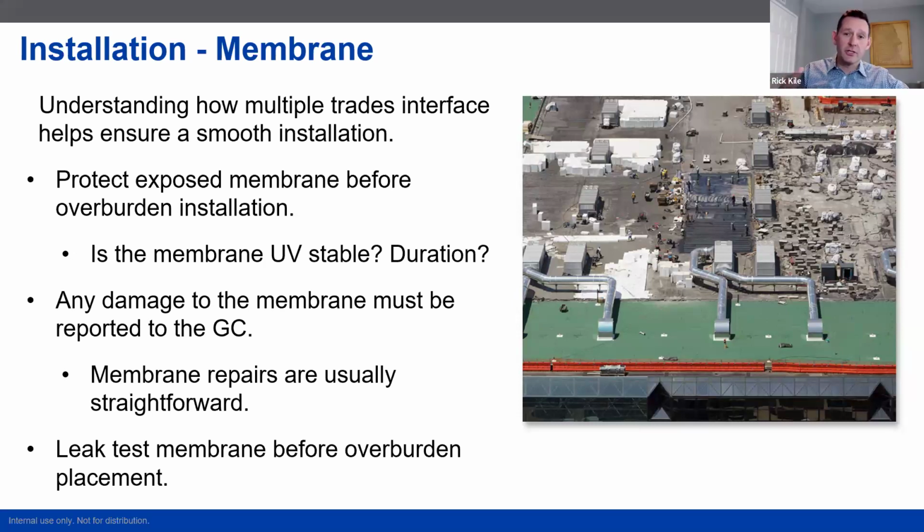So membrane installation, this is really about sequencing. Reed mentioned before, our exposure on asphaltic products is if they're not graded for UV exposure, 30, 60, 90 days, depending on the technology, making sure that the overburden contractor installing the vegetated roof is getting that covered up in a timely fashion.